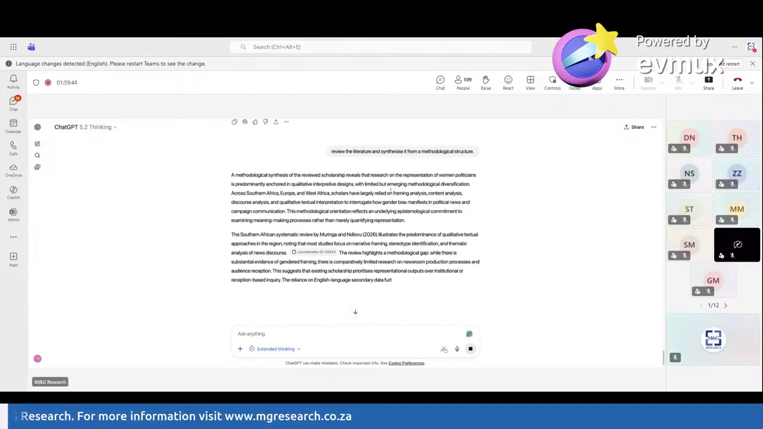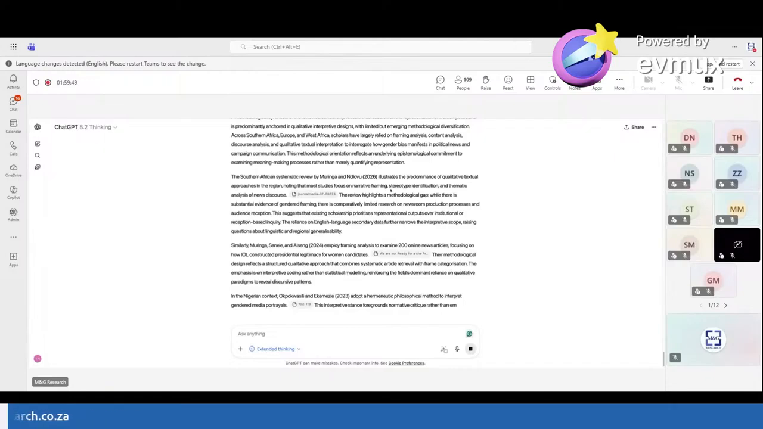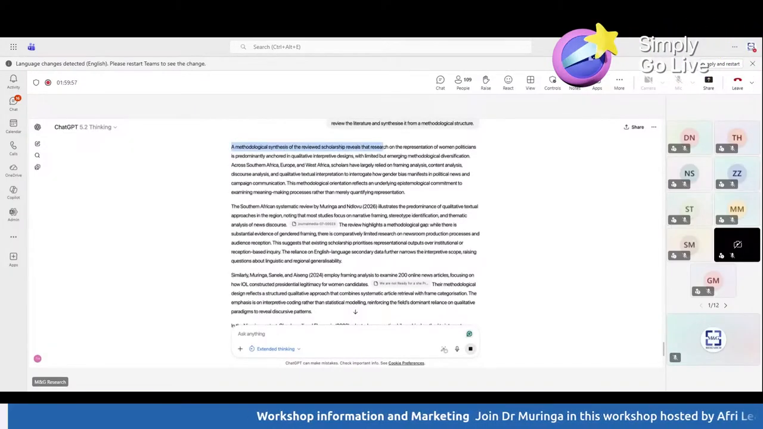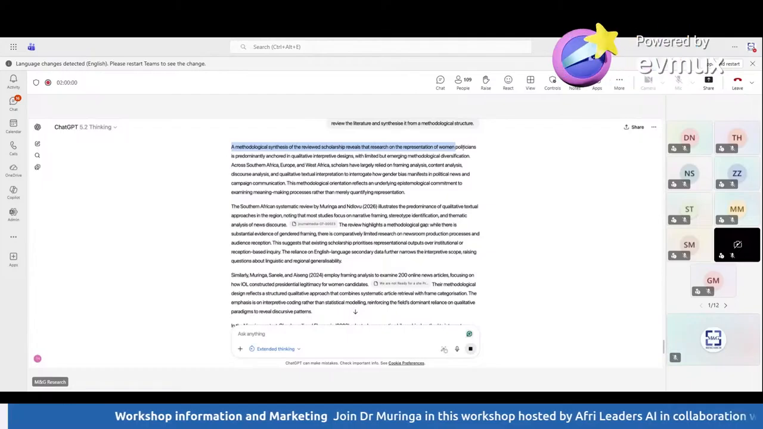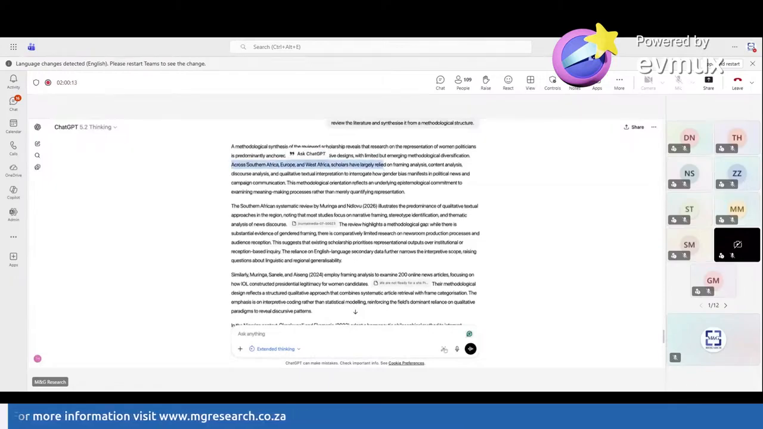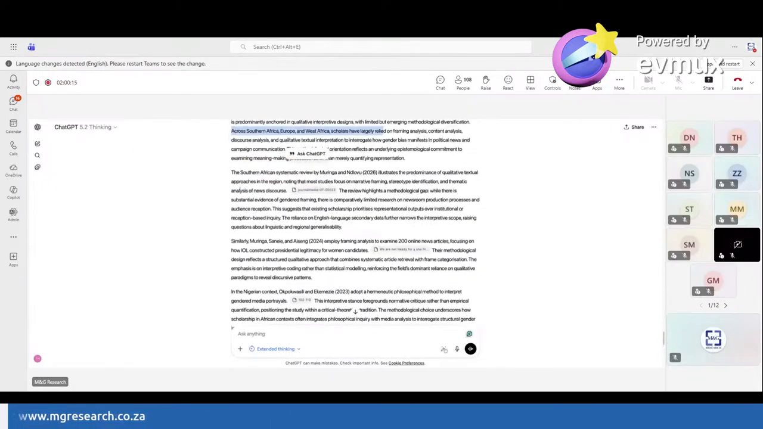Let's just say answer now so that we can get to what we have. Right. So now here's those who were asking about the methodological one, right? It says here that a methodological synthesis of the reviewed scholarship reveals that research on the representation of women politicians is predominantly anchored in qualitative interpretive designs with limited but emerging methodological diversification. Then it gives us the context, right? Then the South African systematic, now it is categorizing it, right?